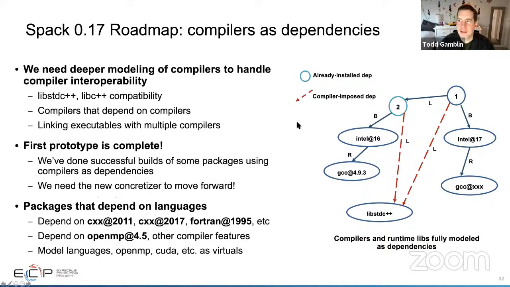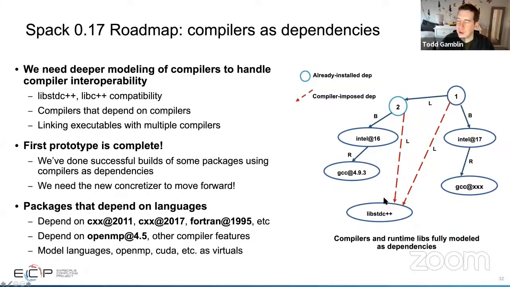The other thing we're adding in 0.17, hopefully, this may slip to 0.18, is compilers as dependencies. Right now, compilers are sort of attributes on Spack nodes. We really want to get deeper into this and have virtual packages so that you can say, I depend on C, I depend on Fortran, I depend on, I don't know, Rust, and have compilers recognized that way along with their runtime libraries.